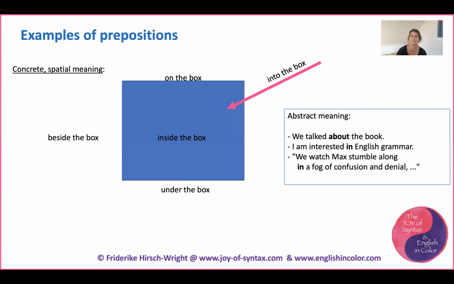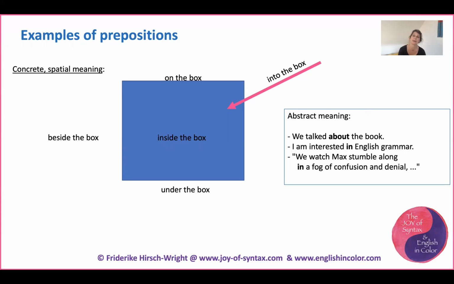Now, there are prepositions that really govern spatial relationships. Like you see here, we have a box and things can be on the box or inside the box or under the box or beside the box. And then we can put things into the box or take things out of the box. So those are really spatial relationships that are made clear with the help of prepositions. But of course, we often use prepositions in a figurative sense, in an abstract sense.